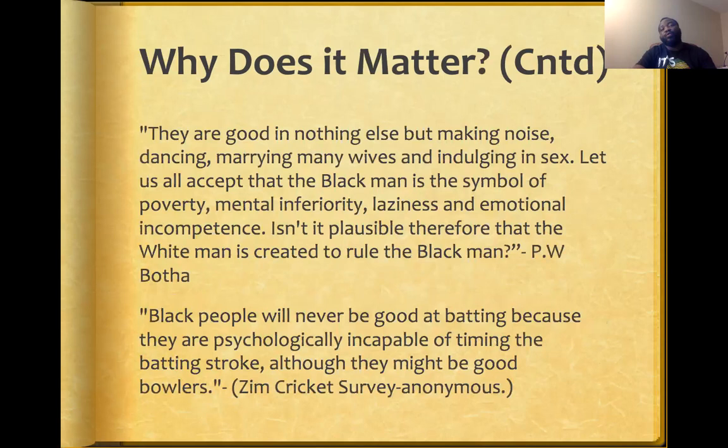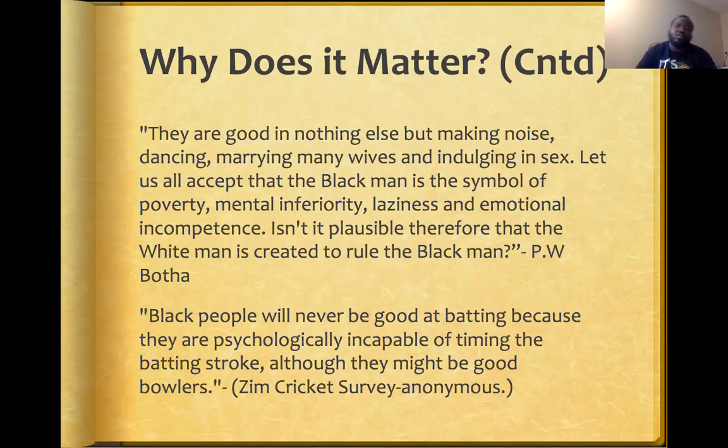Okay, cool. So this one comes out of 1980 from P.W. Botha, who I believe was the second from last prime minister in apartheid South Africa before de Klerk came in. And he had made this comment, talking about black people, right?